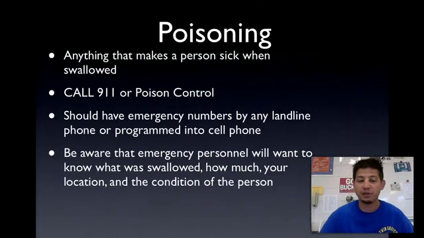First and foremost, call 911 or the local poison control. You should have this emergency number by any landline phone or programmed into your cell phone. Be aware that emergency personnel will want to know what was swallowed, how much was swallowed, your exact location, and then the condition of the person. So you can say, look, there was some blue liquid, maybe a cup, I'm not sure how much was consumed, or there's some white pills here, I don't know how many were in the container. Just get as specific as you possibly can.